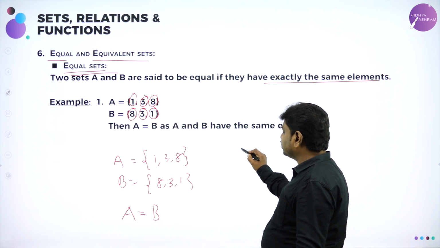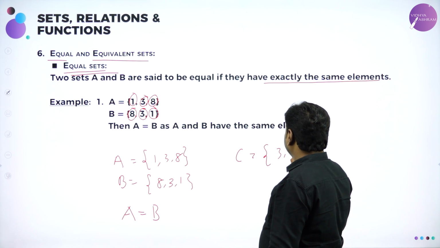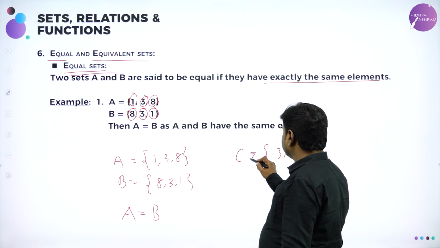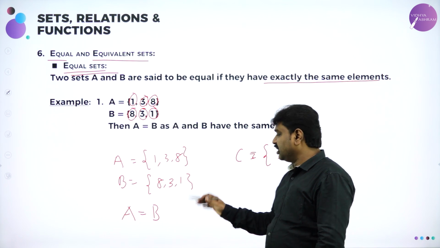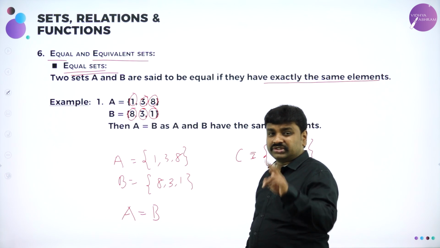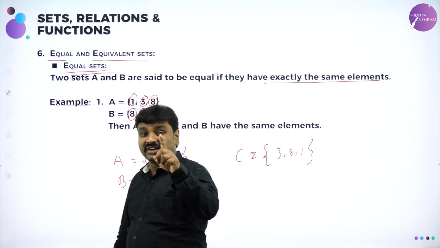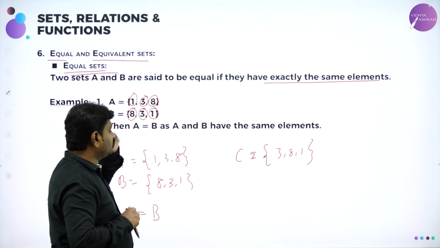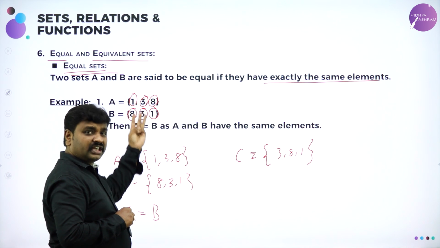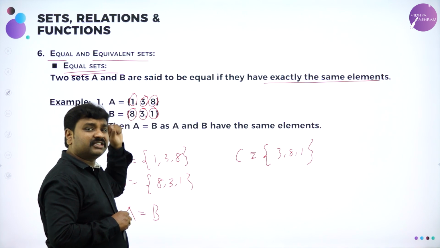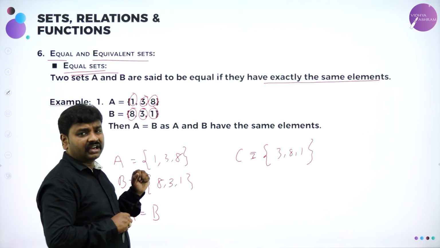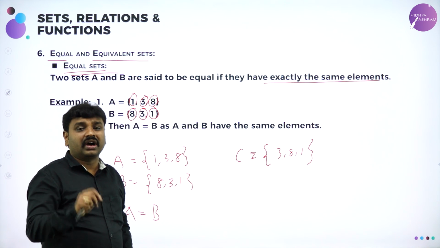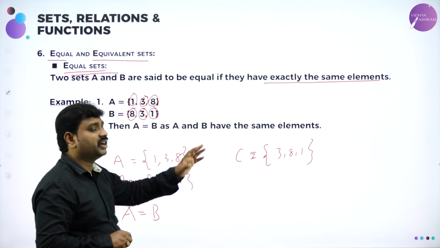Suppose I write one more set, say set C is equal to 3, 8, 1. This is also identical. This is also equal. A, B, C all are equal, I can say. Two sets are said to be equal if they have exactly the same elements. Both are containing 3 elements, and the 3 elements are the same, but they are arranged in a different order. So the order is immaterial.